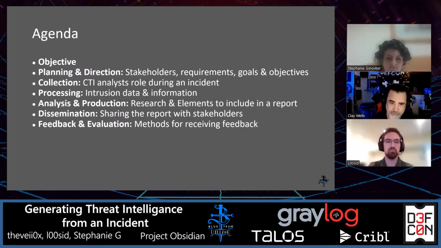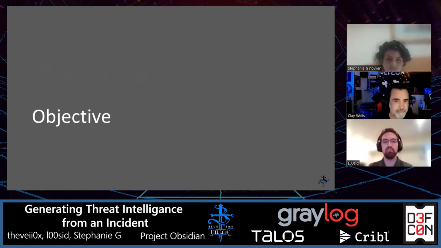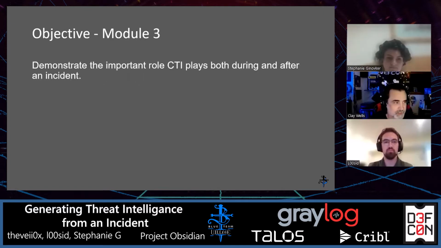Then we'll touch briefly on dissemination, how we're going to share this and who we're going to share this with. And finally, we'll wrap things up with feedback and evaluation, a critical step in the CTI lifecycle and CTI program in general. So we'll touch base on that here as well. So the objective is really straightforward. We're going to demonstrate the important role that CTI plays both during and after an incident.